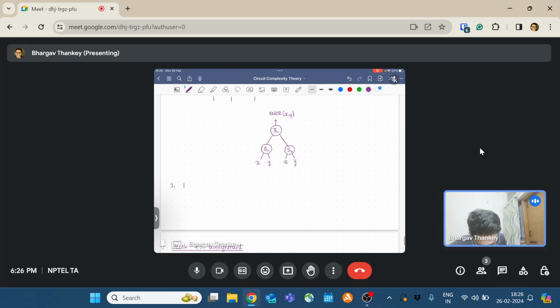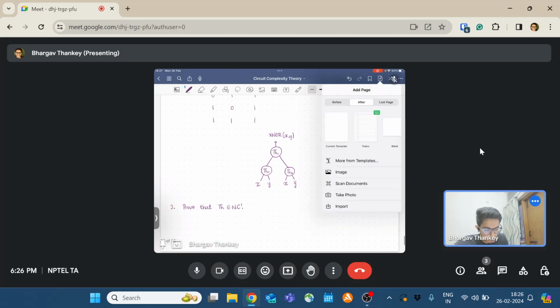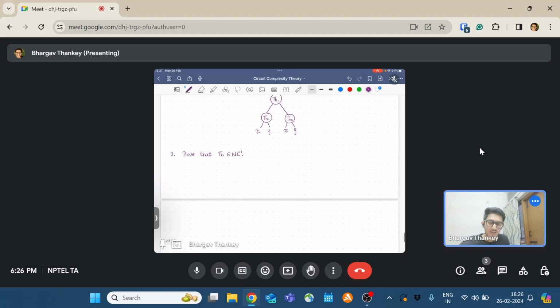The next problem is to prove that we can compute any threshold function in NC1. So it's a general threshold function.